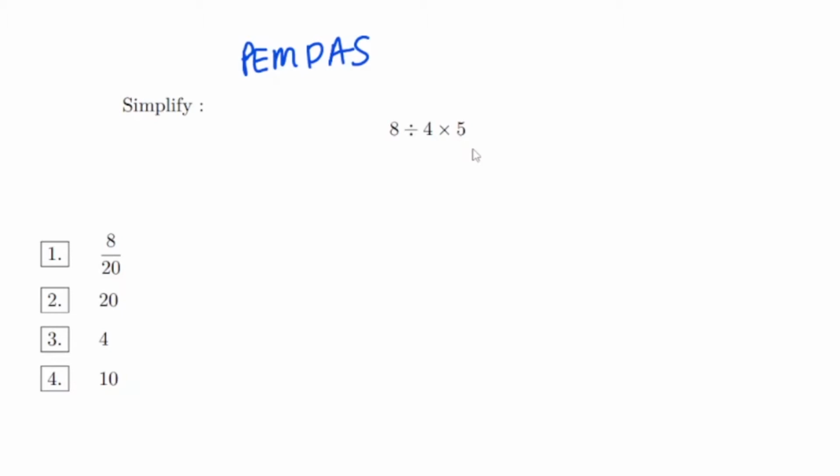Well, the order that it should be done is we don't have any parentheses or exponents, but we do have multiplication or division. And since these are at the same level, we do them in order, left to right. So the one that comes first is division. So we'll do 8 divided by 4. 8 divided by 4 is 2. So this is 2 times 5. Okay, and now we just have this multiplication. So this is just 10. So the correct answer is 10.